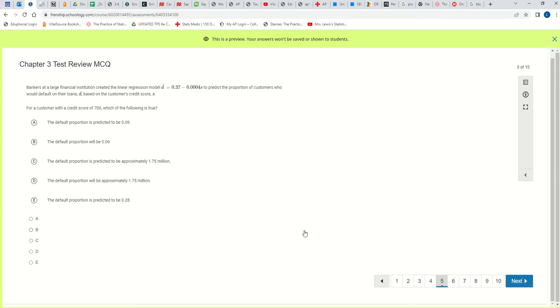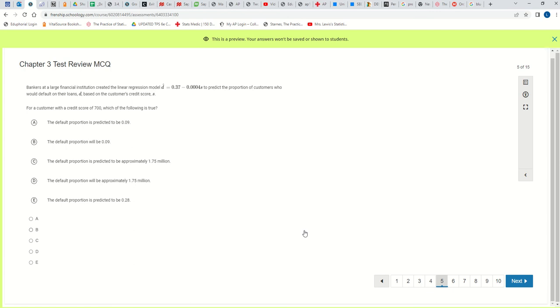All right, this one looks a little more mathy. Bankers at a large financial institution created a linear regression model, D hat equals 0.37 minus 0.0004S, to predict the proportion of customers who would default on their loans. That's what D is, the proportion of customers who would default on their loans, based on the customer's credit score, S. For a customer with a credit score of 700, which of the following is true?